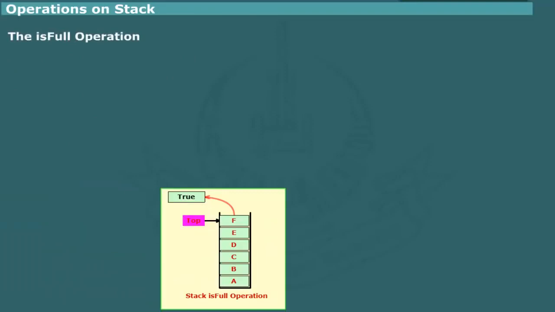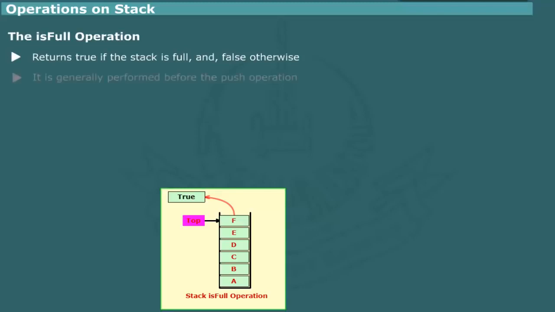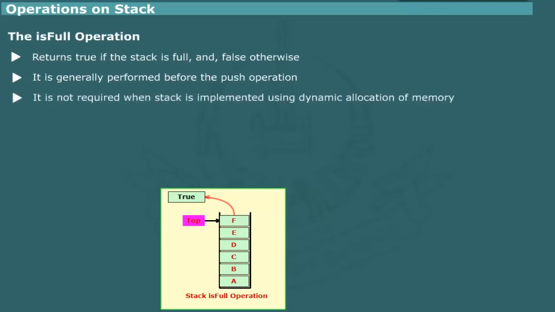isFull operation. The isFull operation returns true if the stack is full and cannot accommodate new items. Otherwise, false is returned. This operation is usually performed before the push operation to avoid stack overflow condition. It is not used when a stack is implemented using dynamic allocation of the storage, since space is automatically provided out of heap memory for any new entries in the stack.